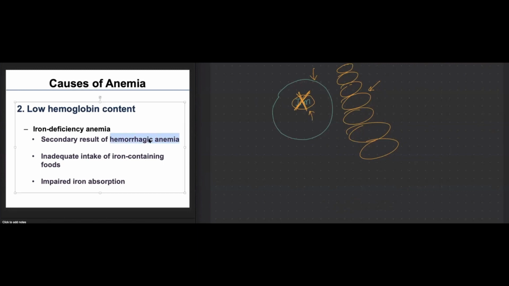Secondary, it might be resulting from a chronic hemorrhage. So a person who has a gastric ulcer, for example, and he keeps bleeding, he keeps losing blood on a chronic basis, this will reduce the number of recycled iron particles. Remember, you recycle most of the iron except for the iron present in the lost red blood cells.